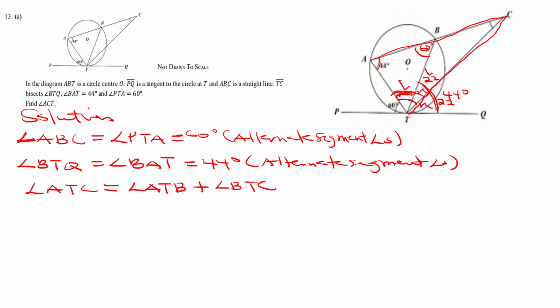Let's see if you can find any of them. I can find ATB. ATB is equal to one of the interior angles here, and that would be equal to 180 degrees minus 44 degrees, then minus 60 degrees. All correct. So give me the value and let's go.